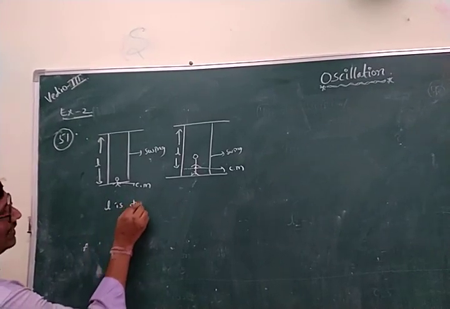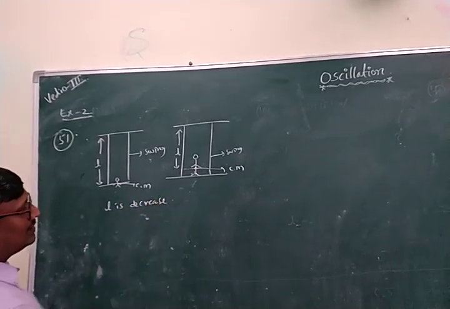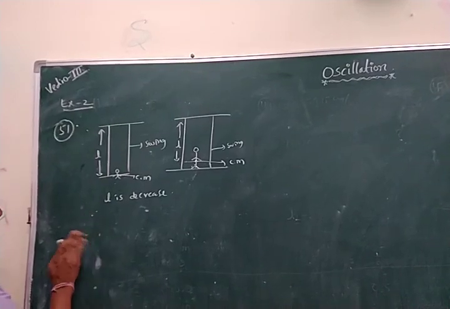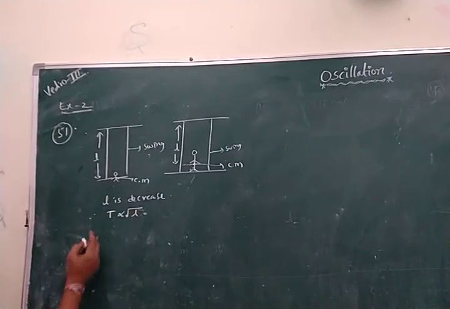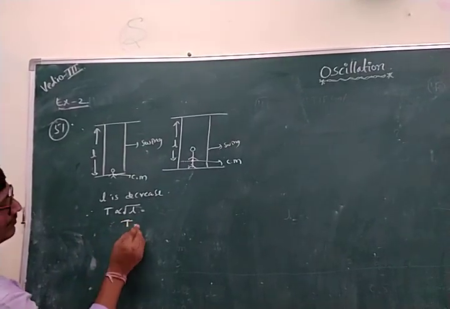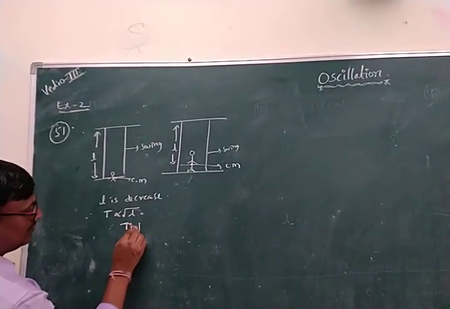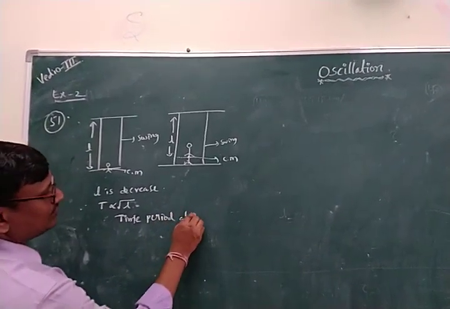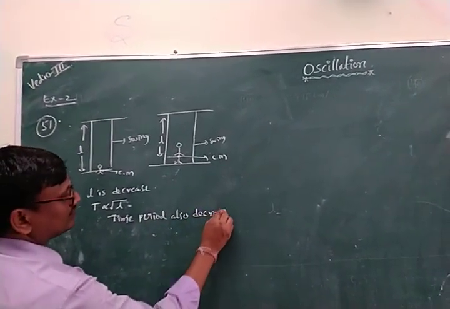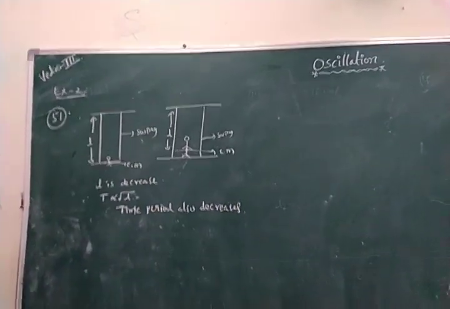The length decreases. We know the time period T is directly proportional to the square root of length. The length is decreasing, therefore the time period also decreases.